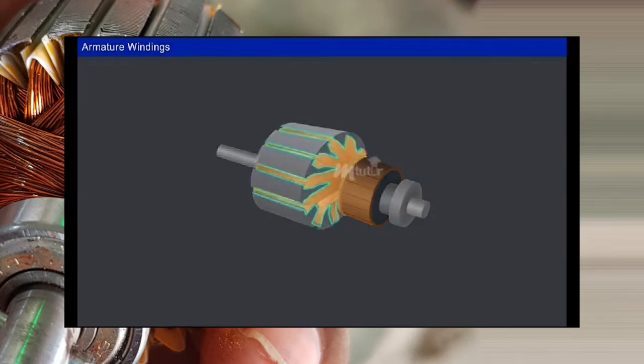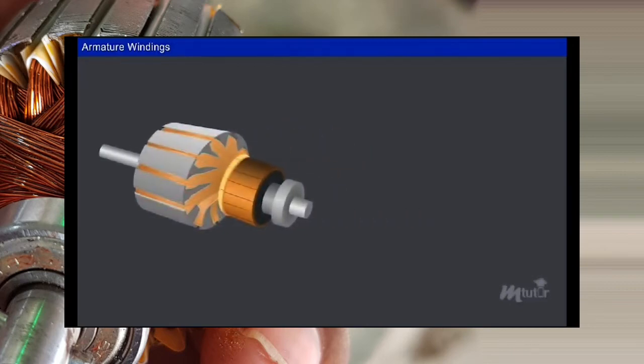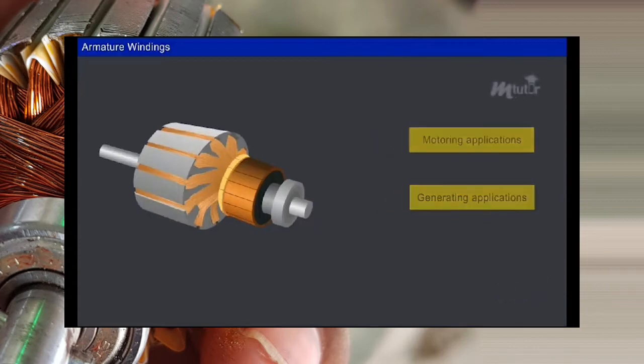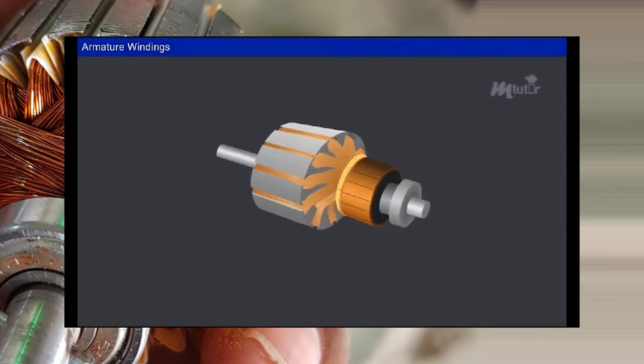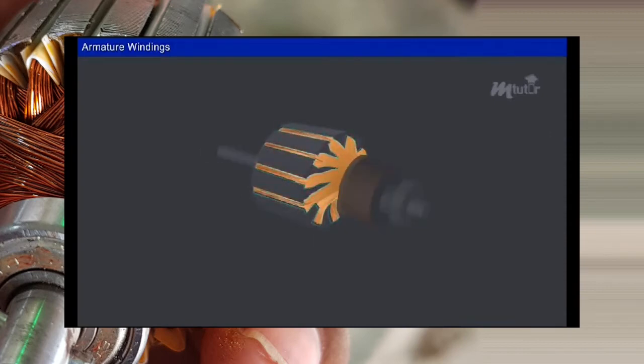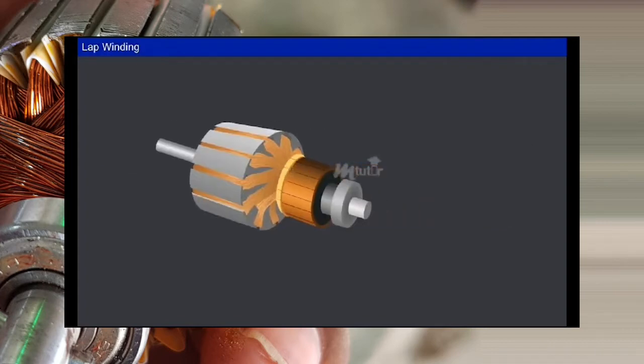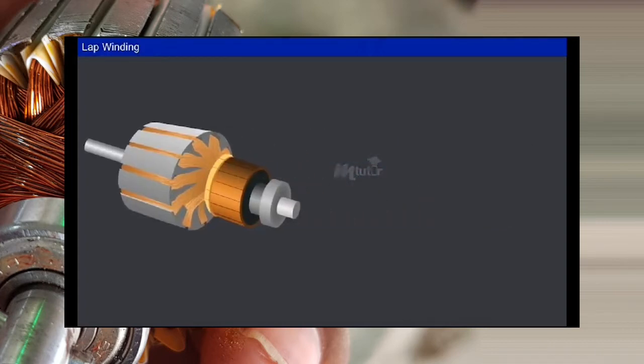Thus, these windings play an important role in the operation of an electrical machine as a motor and as a generator. The armature windings can be categorized into two types, depending on their winding arrangement and connection to the commutator. They are lap winding and wave winding. Let us start with lap winding.